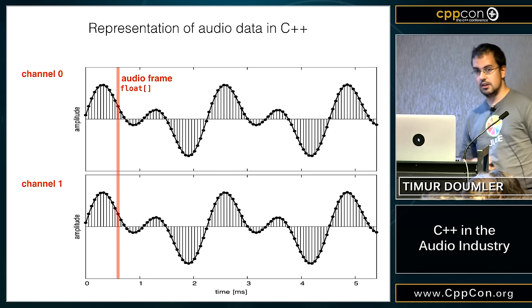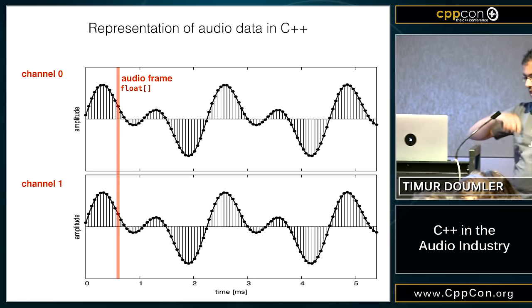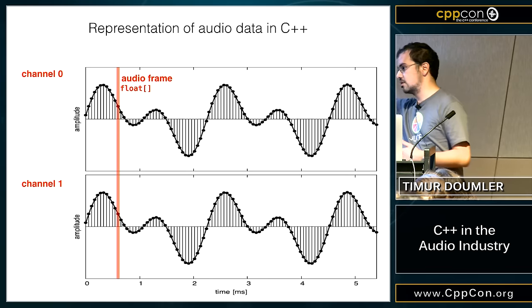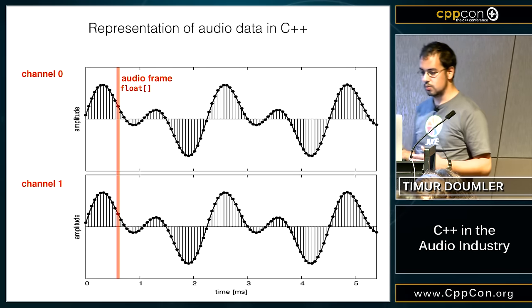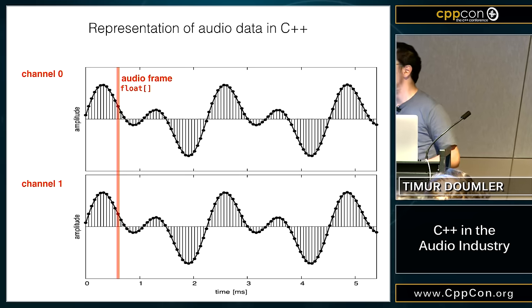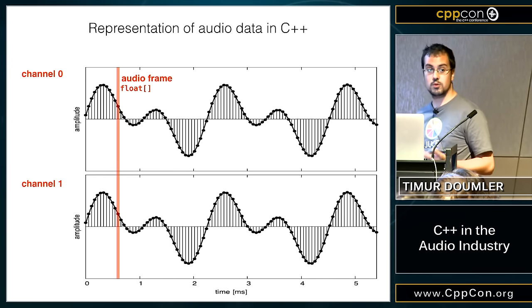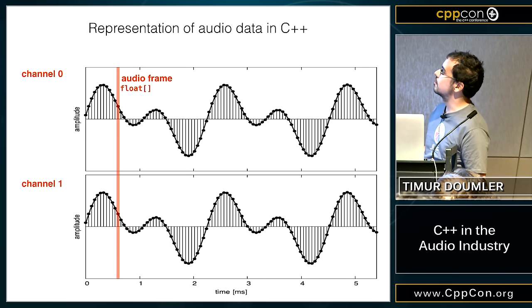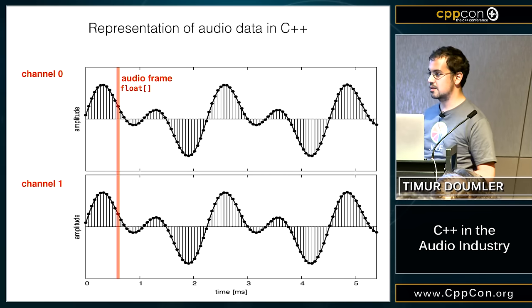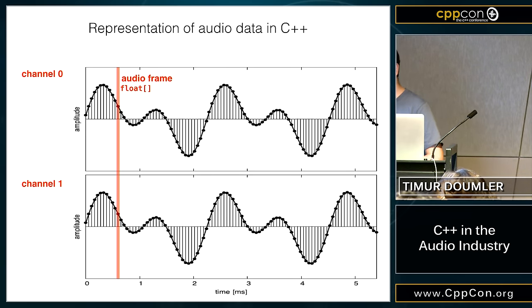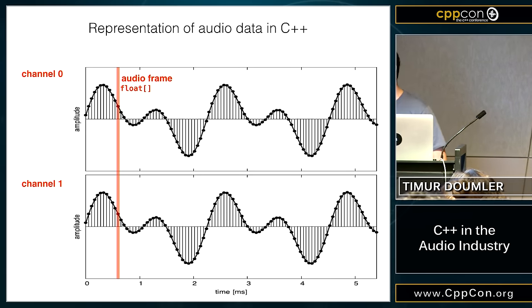Now, if you want to output sound or get sound input, you have to talk to your audio card eventually through this whole stack that we saw earlier. Your audio card would ask you, give me the next sample, and you would receive some sort of callback. It would be very inefficient to receive 44,000 callbacks per second, one for every sample.